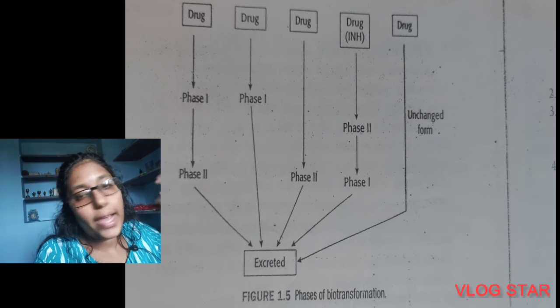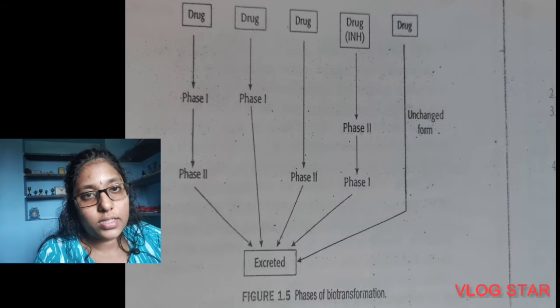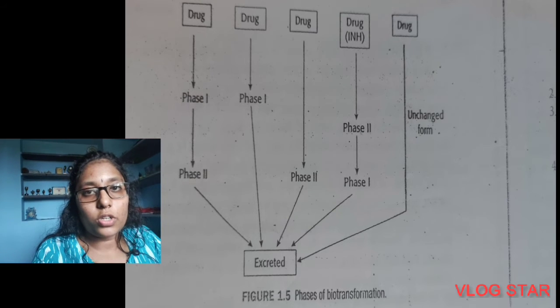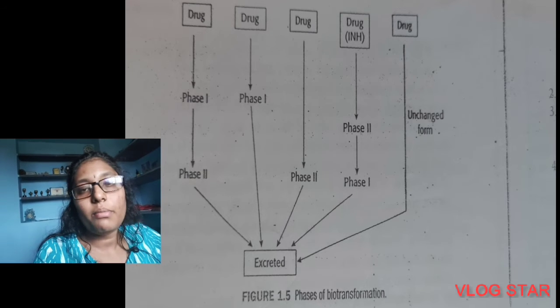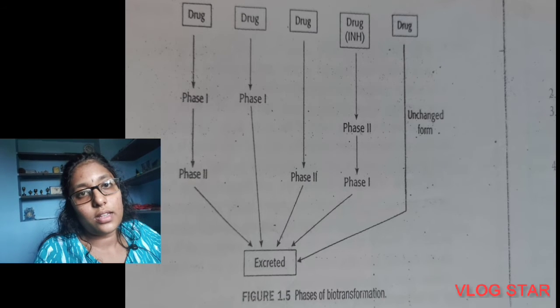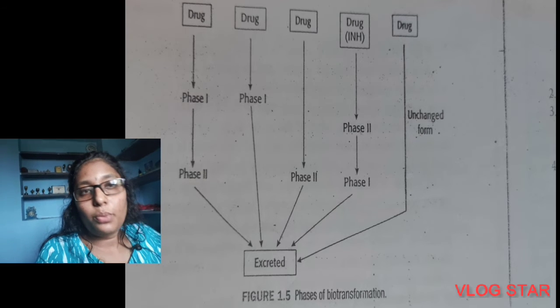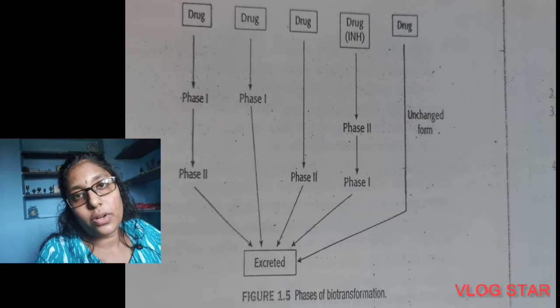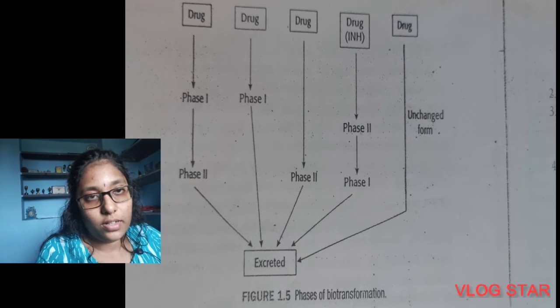Some drugs will be highly water soluble. Those drugs, after entering the phase 1 reaction, become more water soluble and are then excreted in the kidney. Some drugs go directly to the phase 2 reactions and are excreted. And certain drugs move first to the phase 2 reaction and then to the phase 1 reaction. A classic example of this is isoniazid, that is INH, which moves first to the phase 2 reaction and then to the phase 1 reaction, and is then excreted in the kidney.